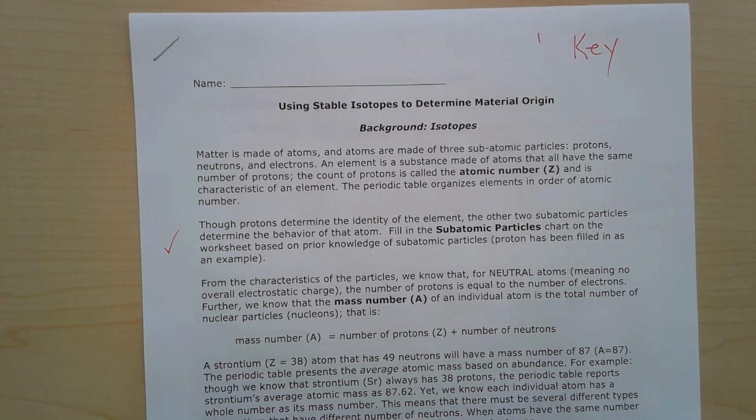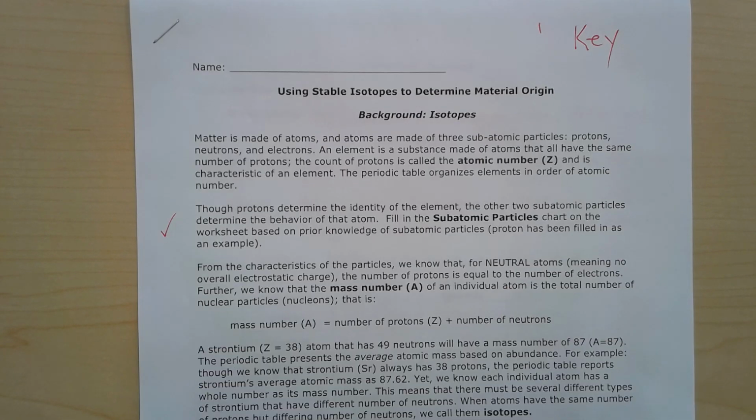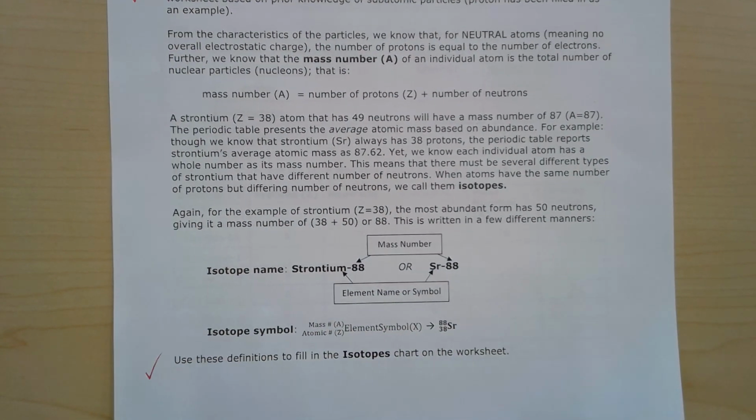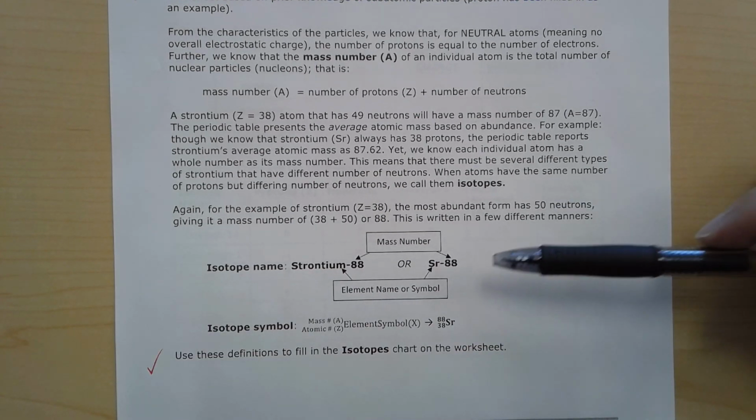All right, so let's go ahead and talk about this key for the background of isotopes, and this is using stable isotopes to determine material origin. So you should go through and read this background page all the way down to the bottom. This is an important piece here.